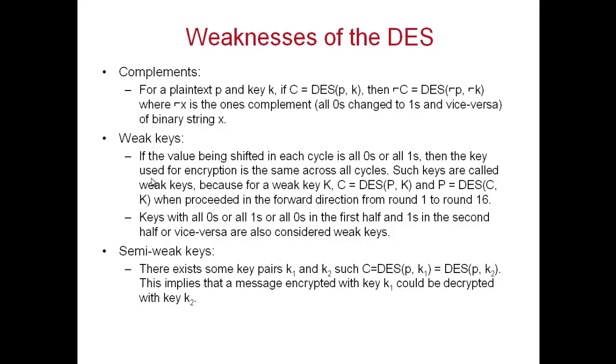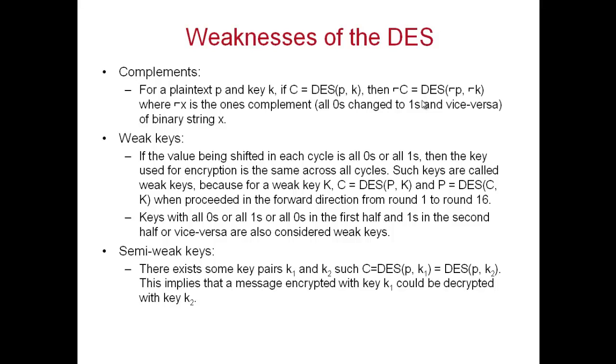Now some of the weaknesses of DES. If you have some plain text and a key for which you get a ciphertext, then for any plain text and key, if you take the ones complement of the plain text and the ones complement of the key, where ones complement just means all zeros are changed to ones and all ones are changed to zeros, we get the complement of the ciphertext. Someone can misuse this for cryptanalysis.